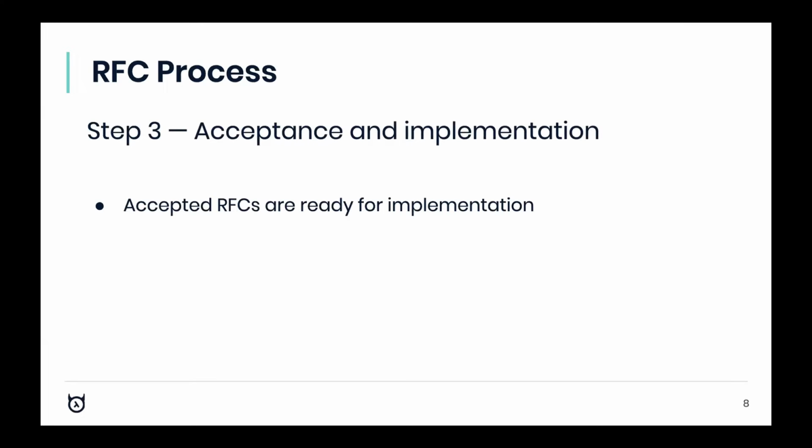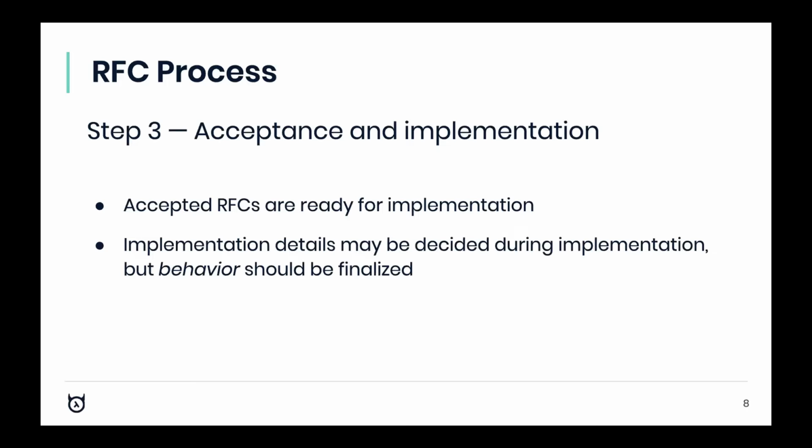So the idea is that once we get to the point where we can accept RFCs, we'll merge them into the main repository. We're going to create an RFCs directory in the main repository. And once an RFC gets merged, it should be ready to be implemented. So basically, implementation details, like I said earlier, don't need to be worked out, but the ideal is to figure out all the behavioral specifications during the RFC discussion process.